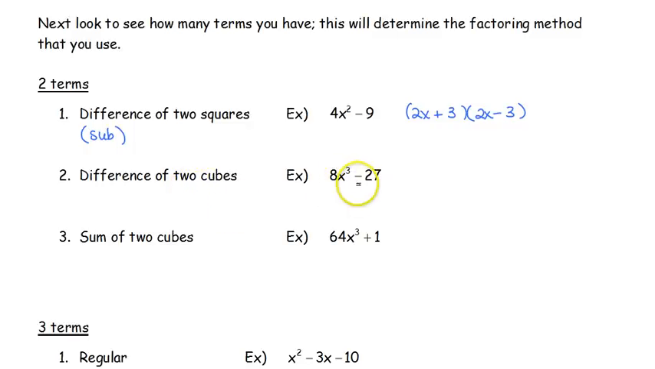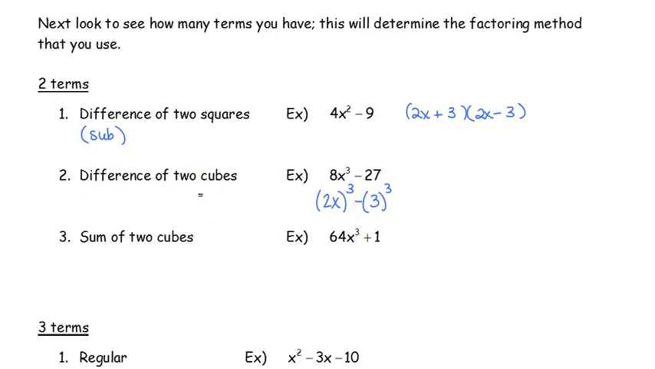So we look, we've got subtraction. 8 is a cube, x cubed is a cube, and 27 is a cube. When we break this down, we want to find our a and our b value. The a and b value are what numbers did we cube to get there. So to get 8, we are cubing 2, and to get x cubed, we are cubing x. So our a value is 2x. What do we cube to get 27? That is 3. So our b value is 3.